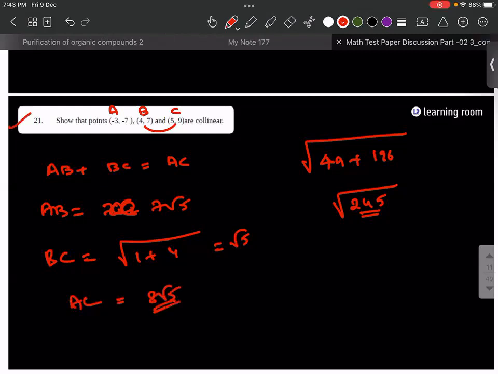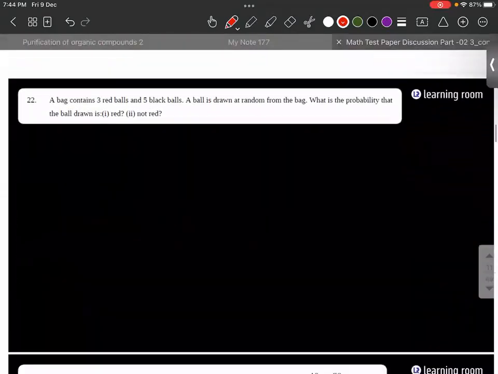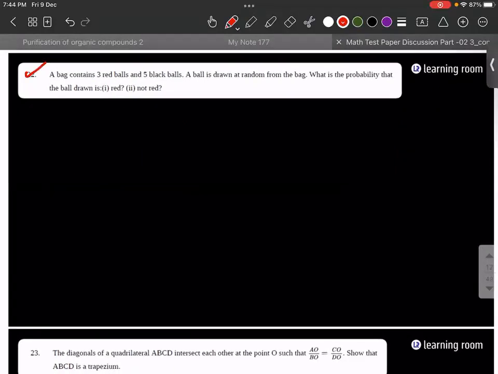They are collinear. There are two ways to prove that the points are collinear. One is taking AB plus BC equal to AC, or showing that the area of the triangle is 0, but the area question is again deleted. I don't know why they deleted it.